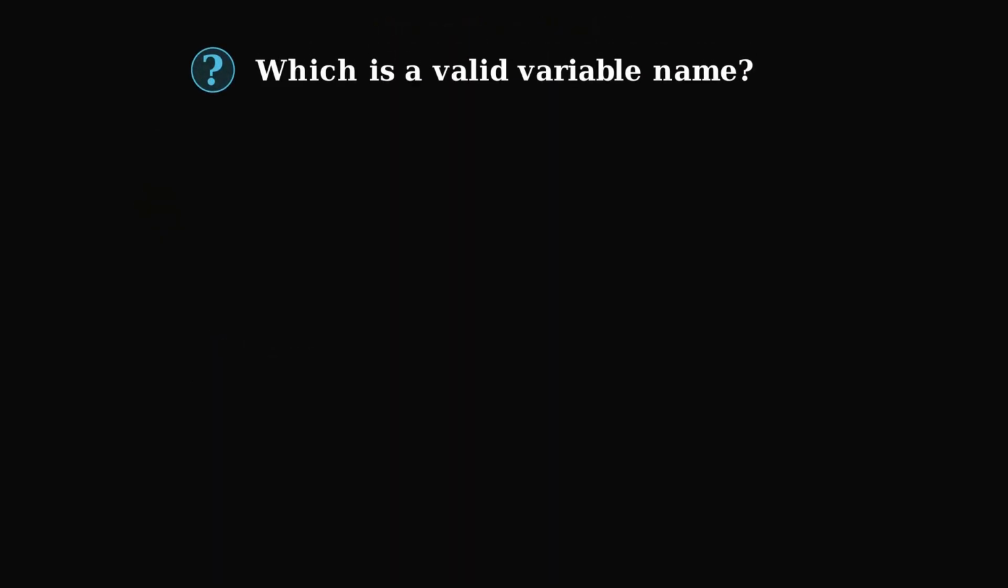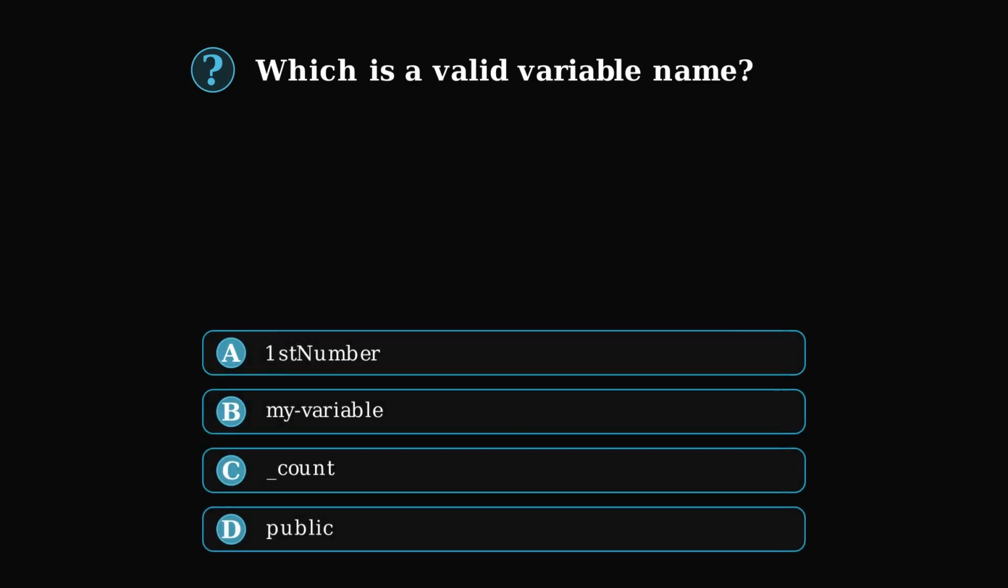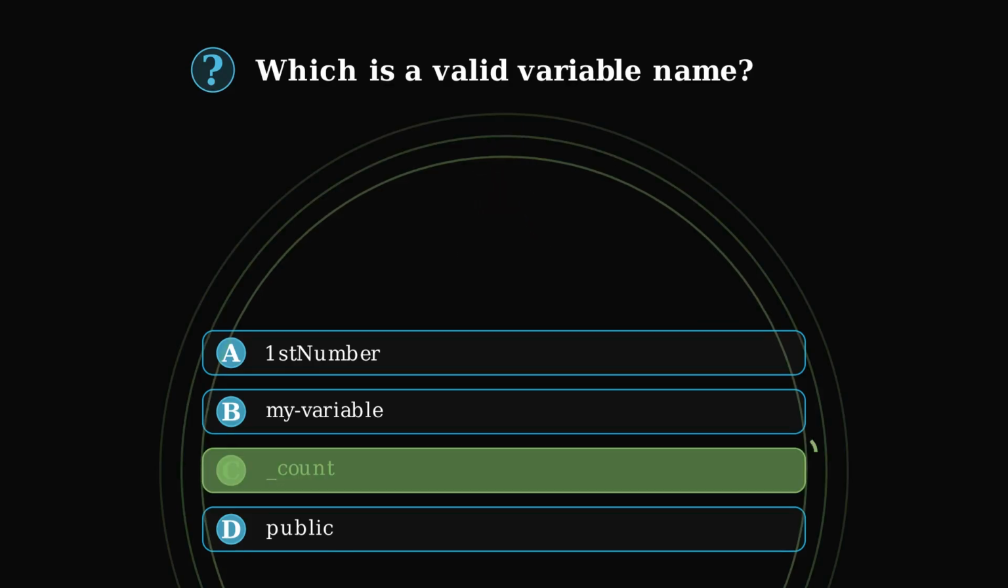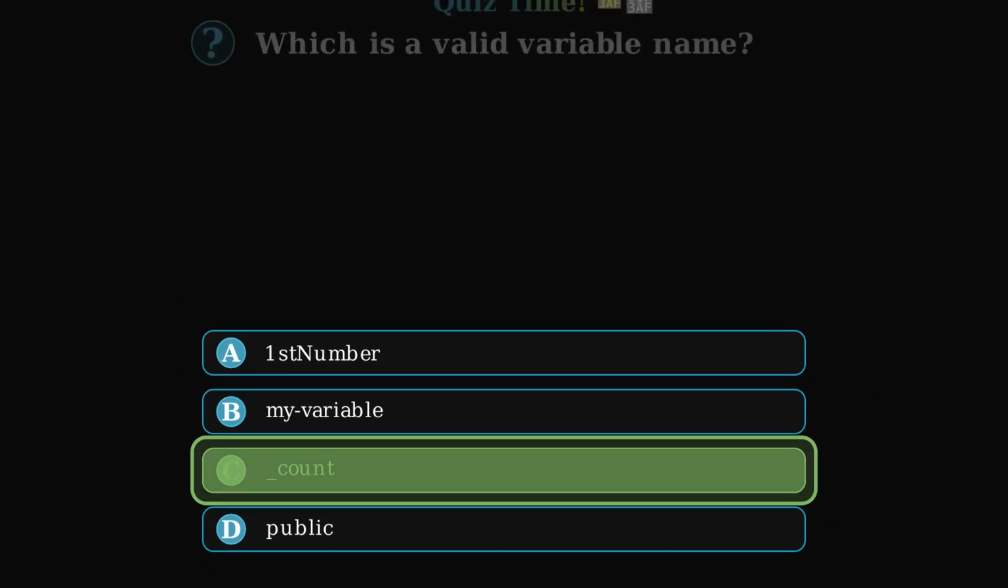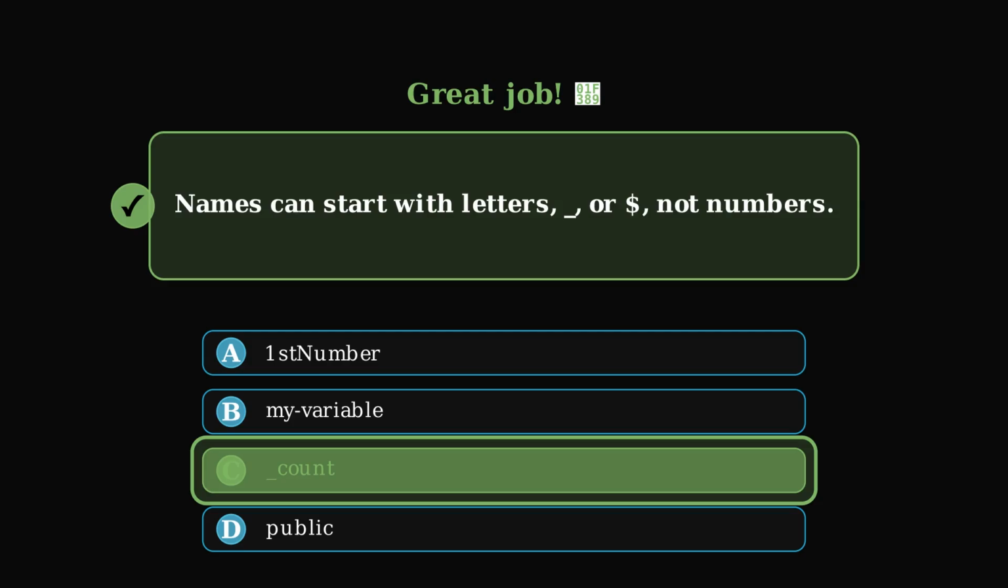Which is a valid variable name? Which one is correct? The correct answer is names can start with letters, underscore, or dollar, not numbers.